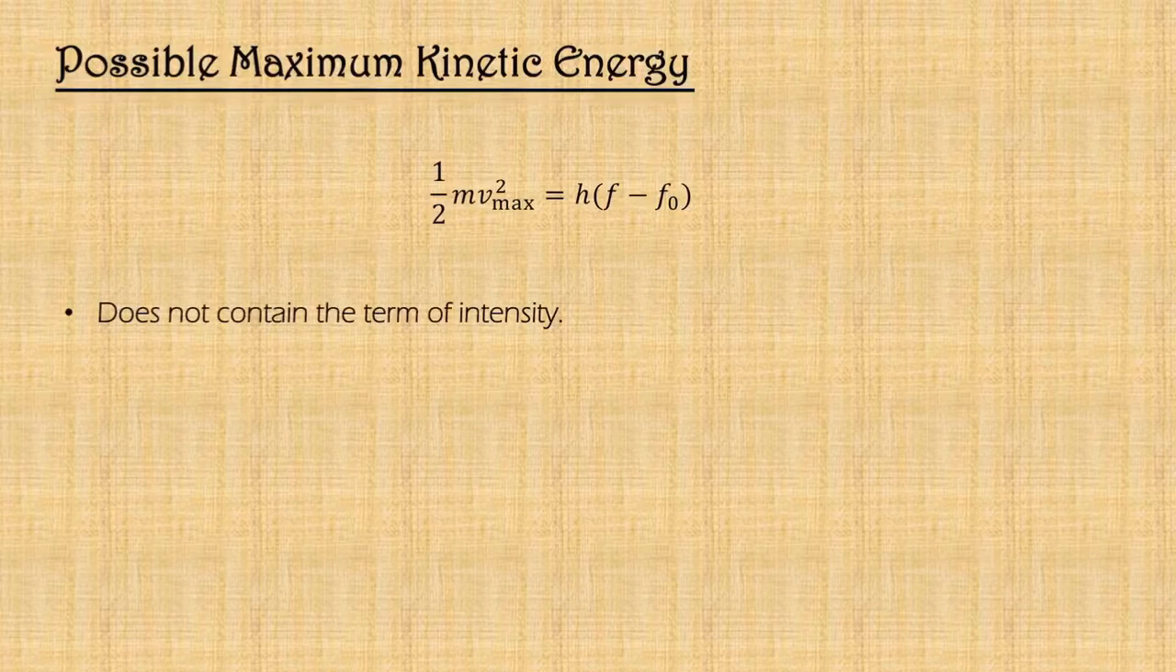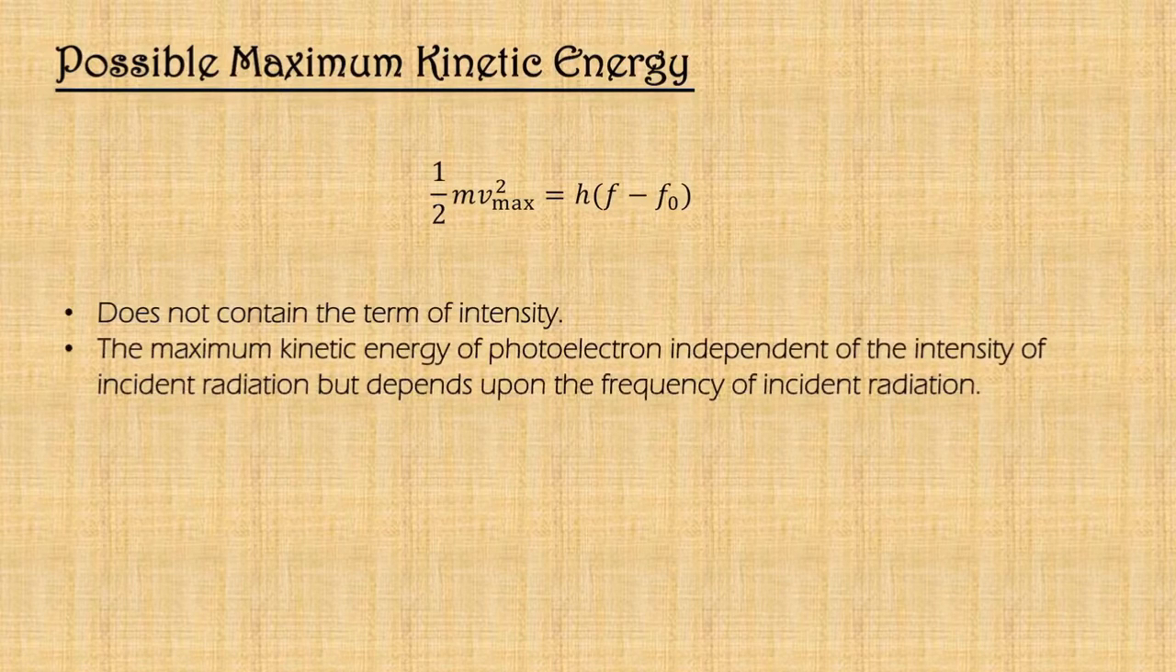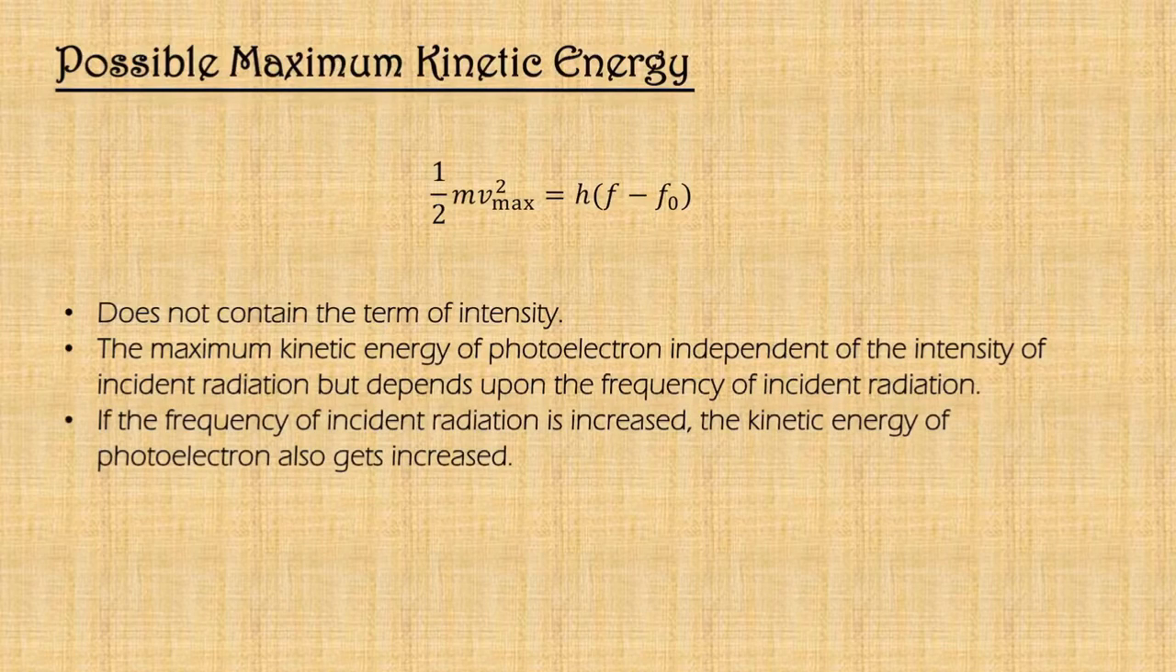By Einstein's photoelectric equation, this equation does not contain the term of intensity. Thus, we can say that the maximum kinetic energy of a photoelectron is independent of the intensity of incident radiation, but depends upon the frequency of incident radiation. And if the frequency of incident radiation is increased, the kinetic energy of the photoelectron also increases.